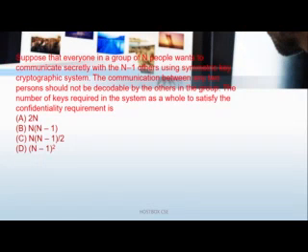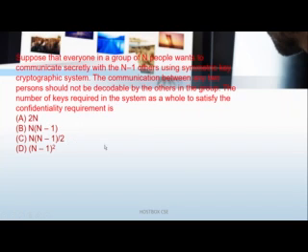The question asked here is from GATE 2015. Suppose that everyone in a group of n people wants to communicate secretly with the n-1 others using a symmetric key cryptography system. The communication between any two persons should not be decodable by the others in the group. The number of keys required in the system as a whole to satisfy the confidentiality requirement is: the answer options given are 2n, n(n-1), and so on.